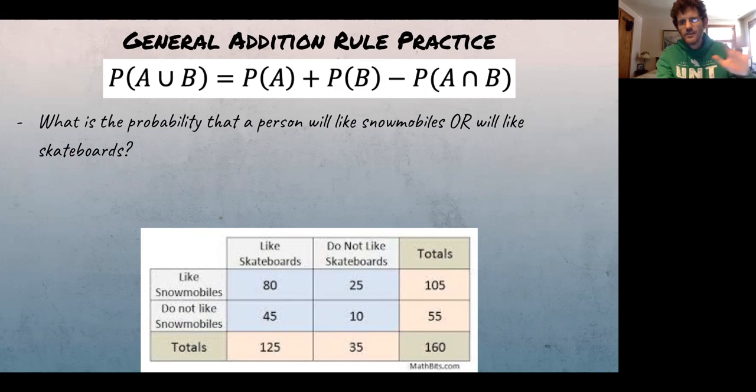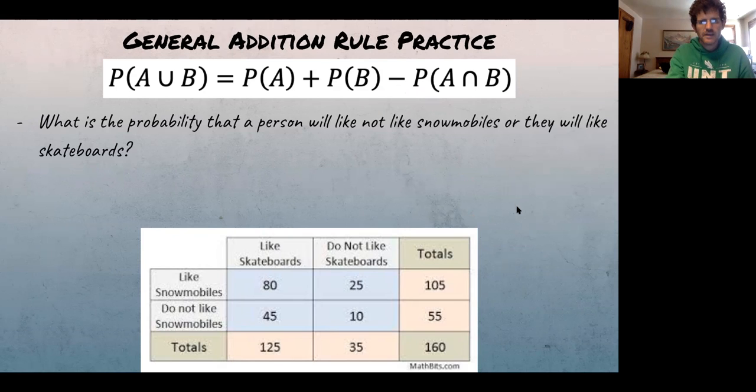All right, that's just a different way of looking at it. But again, this formula holds especially when you have a problem where a two-way table isn't given, but they give you some probabilities. Okay, what's the probability that a person will not like snowmobiles or they will like skateboards? I'm going to see if you can find that and write the answer on the screen.